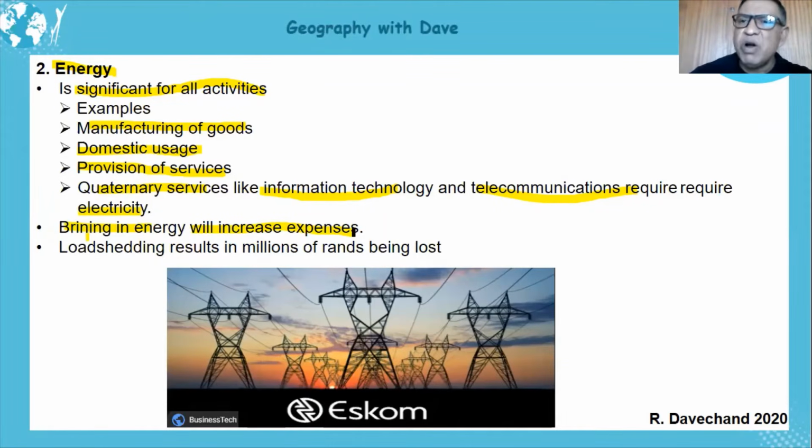Some places, if we talk about besides the electricity supply, the other energy sources, your fuels, etc., bringing them from elsewhere makes it expensive. You can just look at how it's not effective with load shedding in South Africa. Millions of rands are lost when companies are not productive. So a consistent energy supply is required so that production and development can happen.